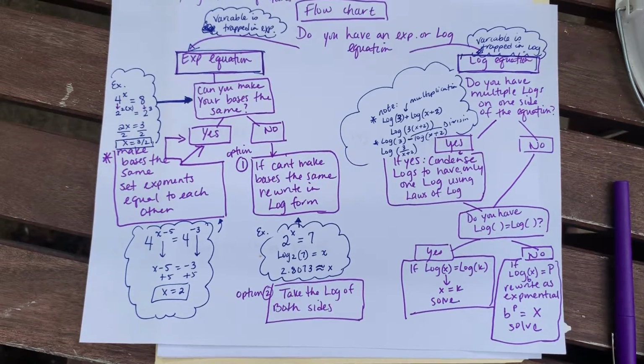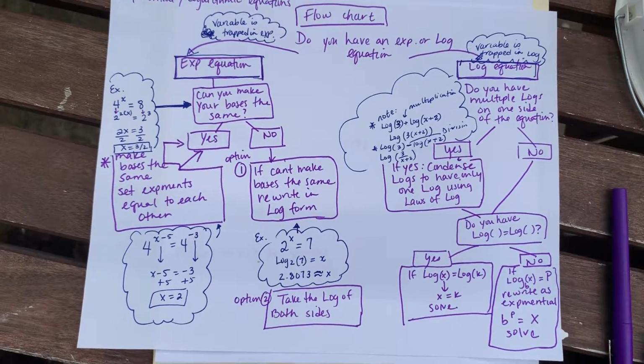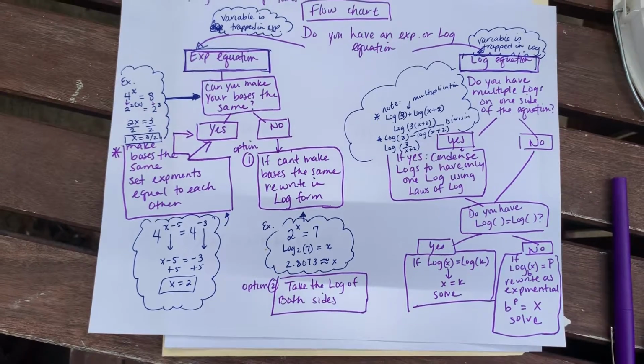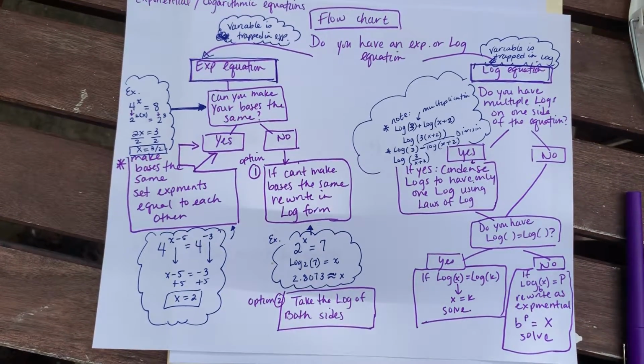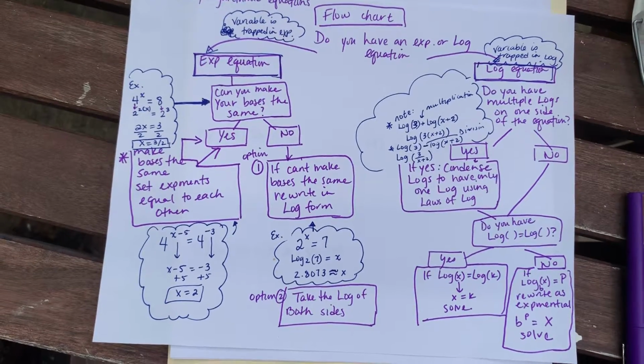I'm going to try to scan it and post it for you on Blackboard, but I wanted to show it here. So you could always stop the video right now and write it down, or see if you can make sense of it and have it off to the side. So this is your flow chart, and I'll zoom in. The question is: do you have a log or exponential equation?